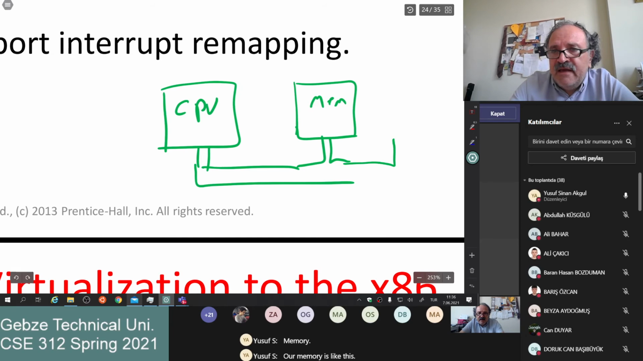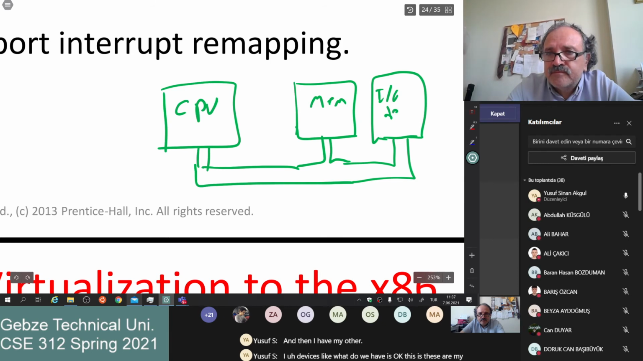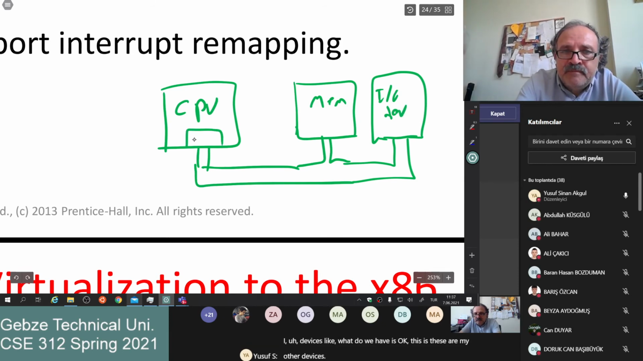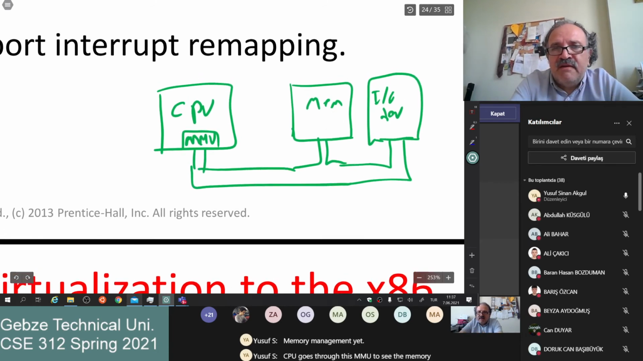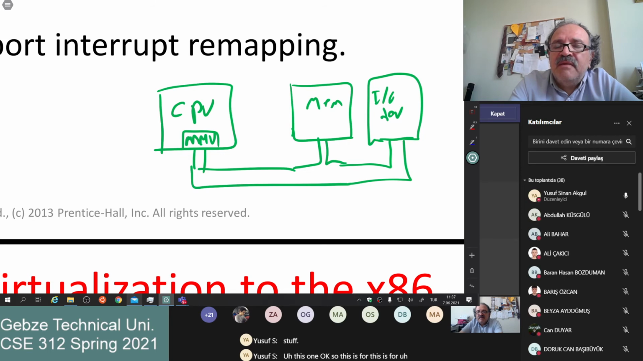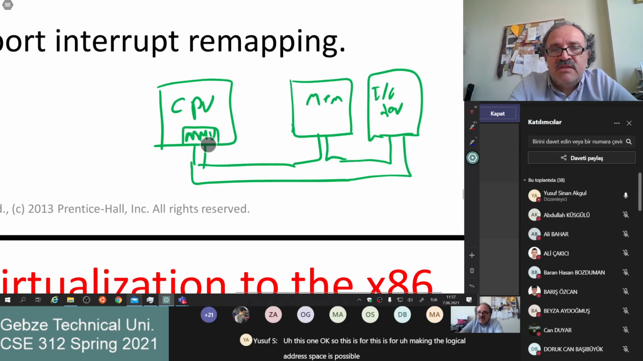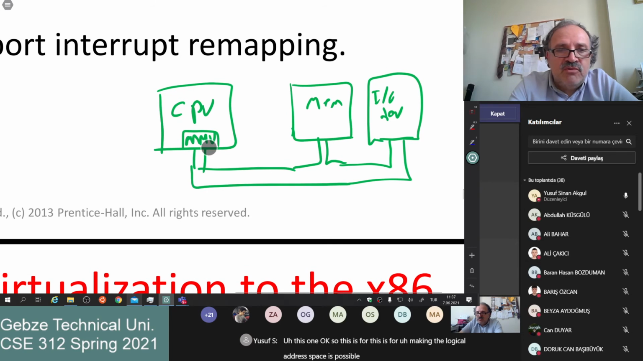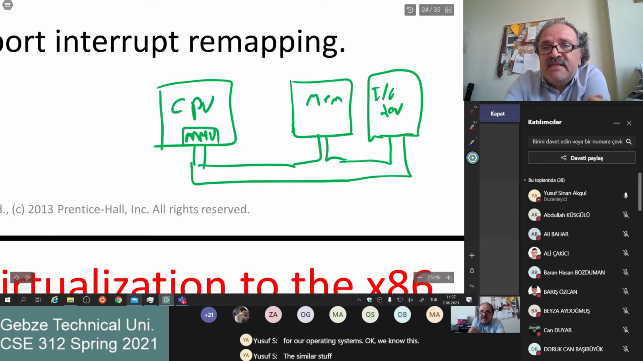And then I have my other I/O devices, like what do we have? Okay, these are my I/O devices, and this is my MMU, memory management unit. The CPU goes through this MMU to see the memory and other stuff. So this is for making the logical address spaces possible. The MMU is a very big part of the whole computer system, and we do a lot of things with the MMU for our operating systems. Okay, we know this. Similar problems exist for the I/O devices.